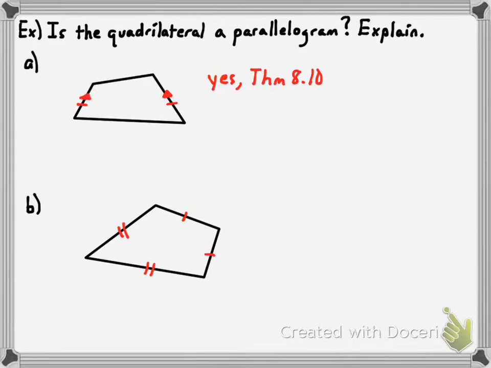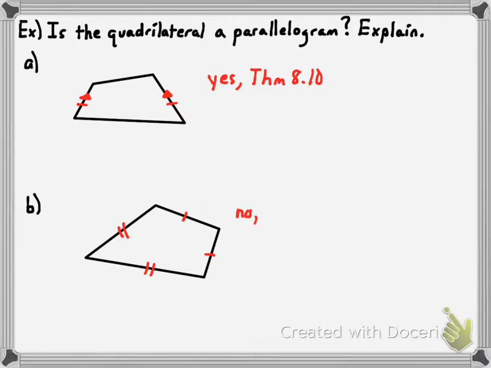All right, part B. You've noticed that I've marked that these two sides of this quadrilateral are congruent, and that these two sides of this quadrilateral are congruent. And indeed, a parallelogram would have two pairs of congruent sides, right? So is this a parallelogram? Well, not necessarily. In fact, we would say that it's not, because it's not the opposite sides that are congruent, it's the consecutive sides that are congruent.